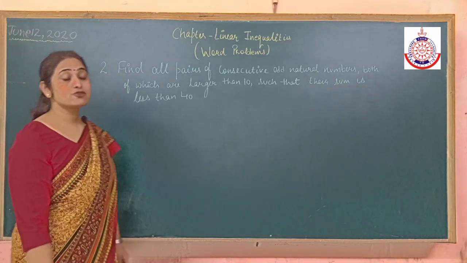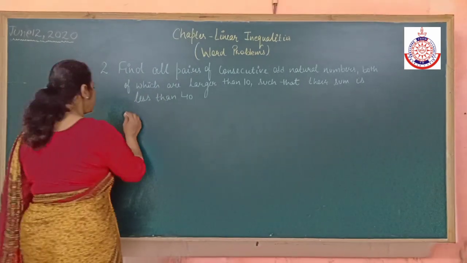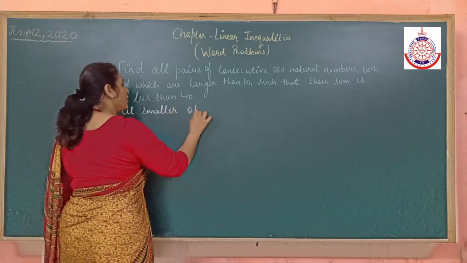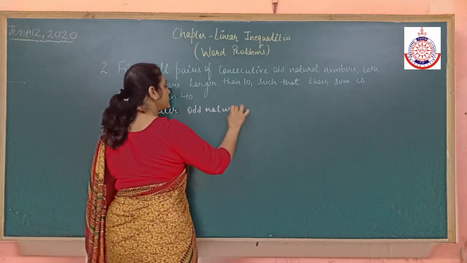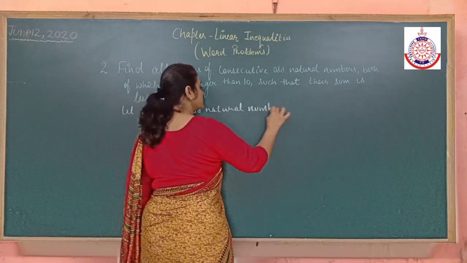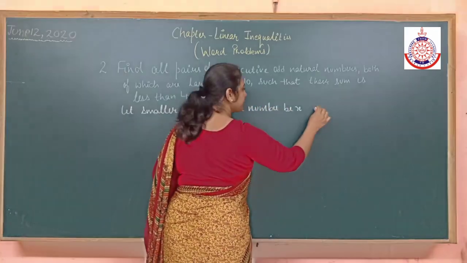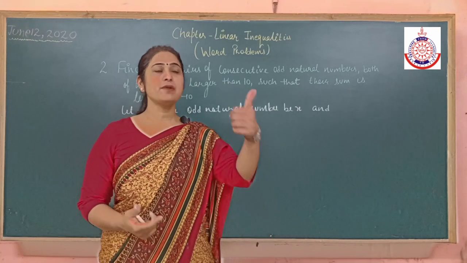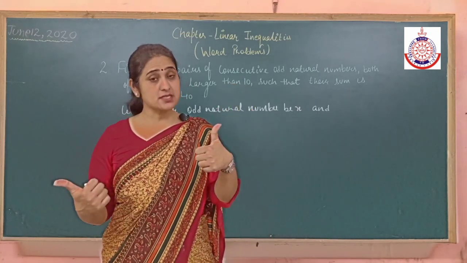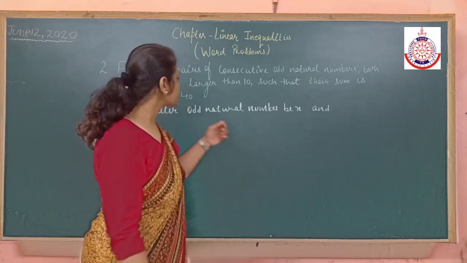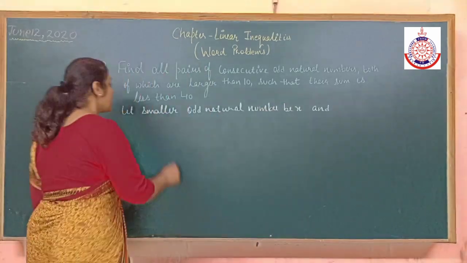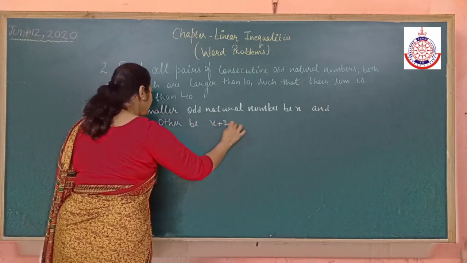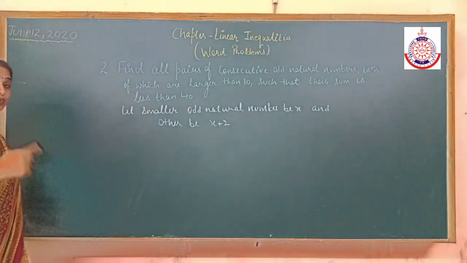Now first of all I have to assume two consecutive odd numbers. So what do I do? Let the smaller odd natural number be x, and what will be the next consecutive odd number? If I have the first odd number, suppose 1, how does the next one come? 1 plus 2, 3. So if the smaller odd natural number is x, the other would be x plus 2. We can find out the consecutive odd numbers by adding 2 to the previous one.